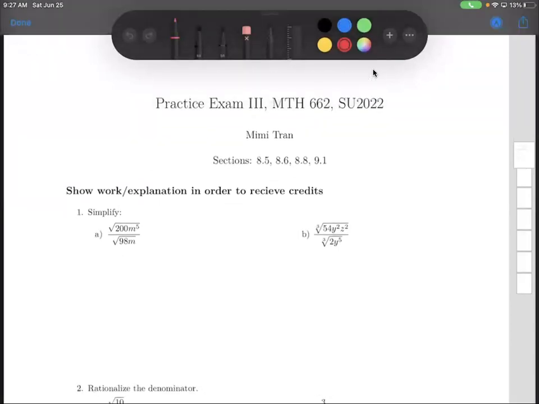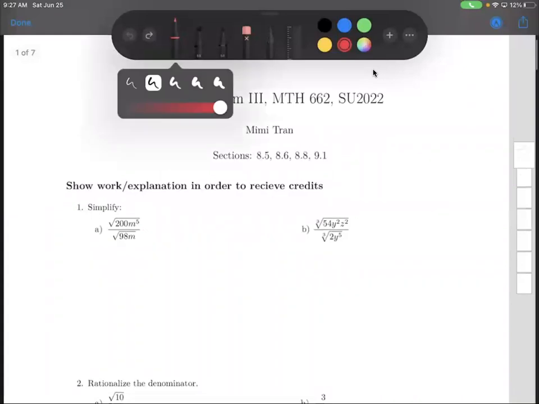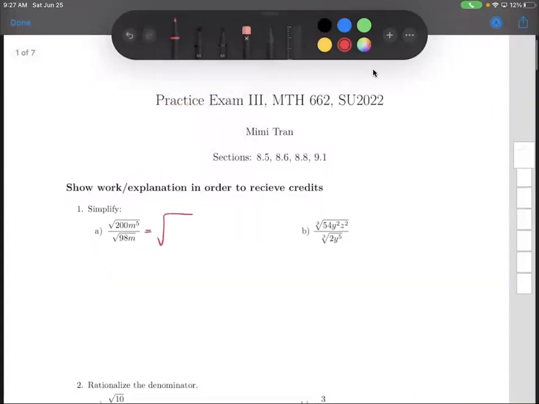So number one, we want to simplify this. If I was you, the first thing I'd do for 1a is bring the two radicals into one single radical, because they have the same index, so I'm allowed to do that. And because I see 200 and 98, they're both even numbers, I can simplify them. I see m to the fifth on the top and m to the first on the bottom, I can also simplify them. So first, we bring it under one radical: 200 m to the fifth divided by 98m.